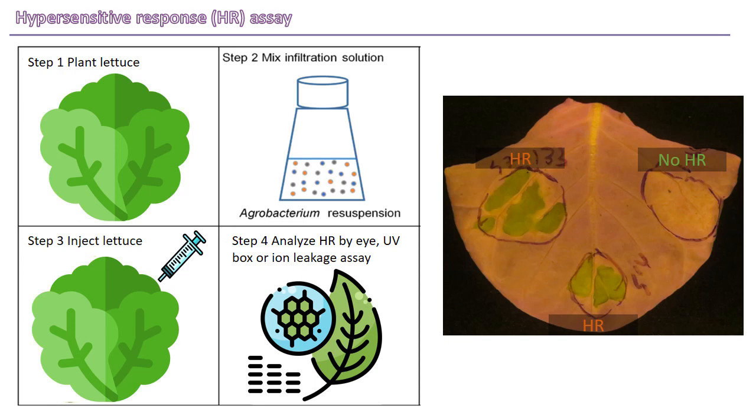And after 1, 2, or 3 days, we can analyze the HR symptom by eyes, or we can use the UV box, or we can quantify the HR level by ion leakage assay. Here, I only show the picture of the leaf discs under the UV box, where I performed the HR assay. The green color represents the HR symptom. In that spot, the plants recognize the presence of the effector and trigger cell death.